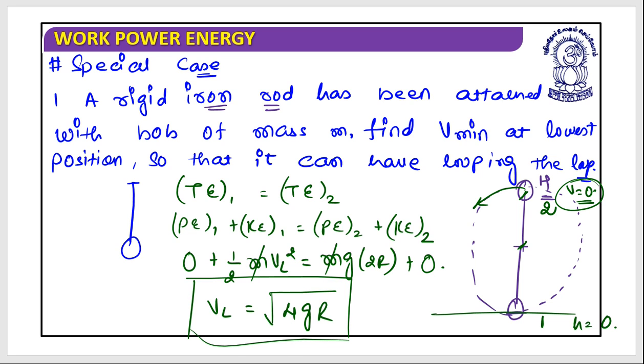Yes, it is surprising, but it is a fact that when a rigid iron rod is there, and by rigid iron rod I mean there are no chances that, even if the velocity at maximum height is 0, it will leave the trajectory. If you have an arrangement like this, where at maximum height its velocity, even though it is 0, it will not leave the trajectory, then velocity at the lowest position will require only root 4gr, not root 5gr. I hope this is clear.